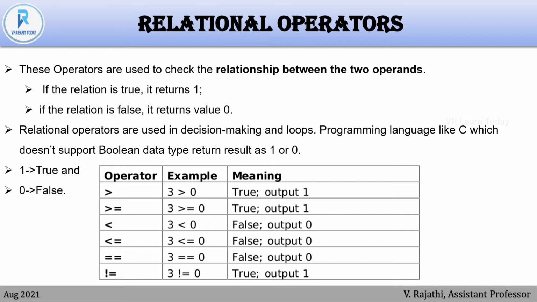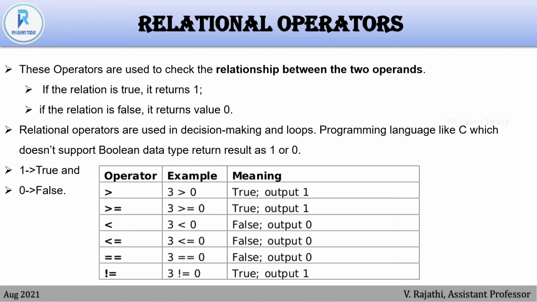Relational operators are used to check the relationship between two operands. If the relation is true, it returns 1. If the relation is false, it returns 0. Relational operators are used in decision making or looping. Programming languages like C, which don't support the Boolean data type, return the result as 1 or 0, where 1 means true and 0 means false.